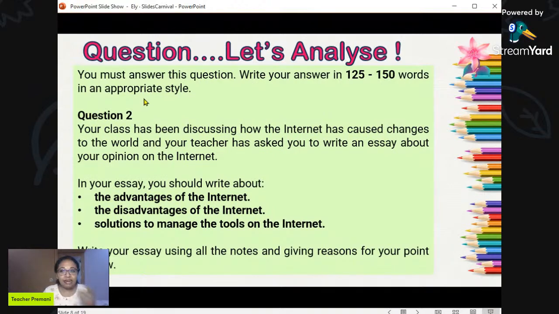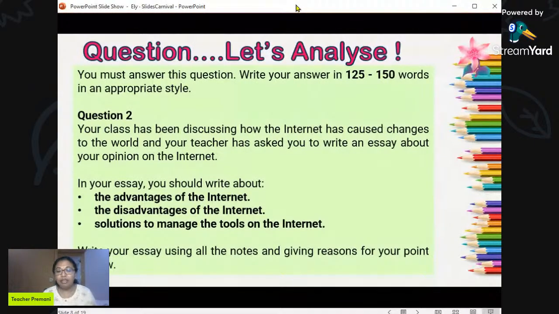Okay, let us see the details of the question. Your class has been discussing how the internet has caused changes to the world, and your teacher has asked you to write an essay about your opinion on the internet. So you already know it's about the internet. Next, let's see what stimuli are given. Here, the first pointer: the advantages of the internet. After that, the disadvantages of the internet, and then solutions to manage the tools on the internet.